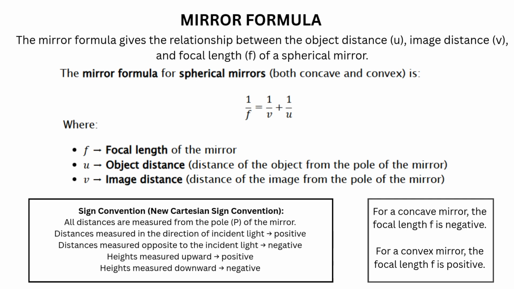For example, the distance measured in the direction of incident light is taken as positive. The distance measured opposite to incident light is taken as negative. Heights measured upward are positive. Heights measured downwards are negative. All distances are measured from the pole of the mirror. Also, for a concave mirror the focal length is negative. For a convex mirror the focal length is positive.